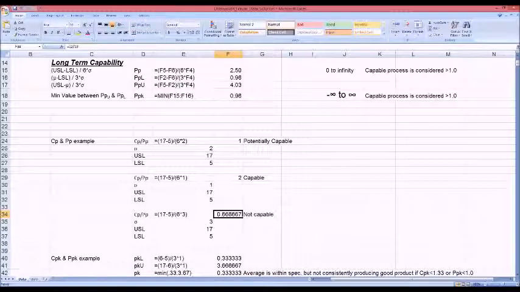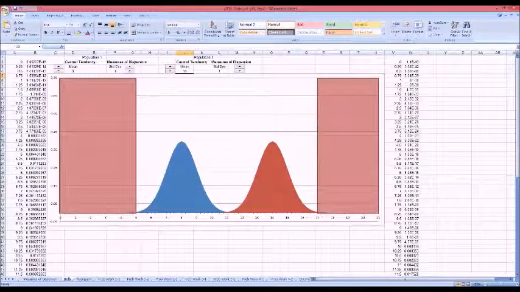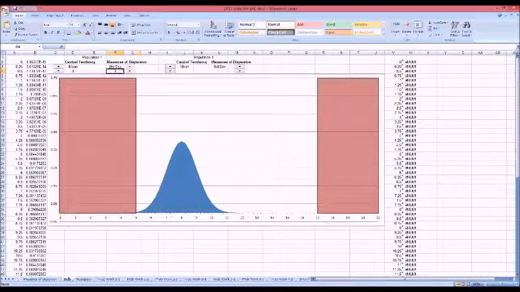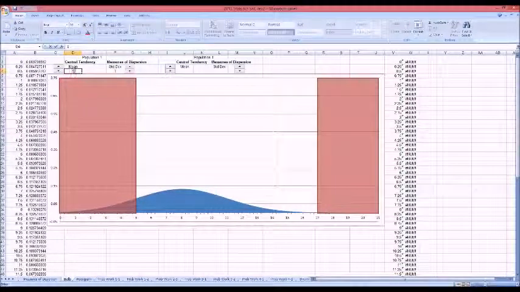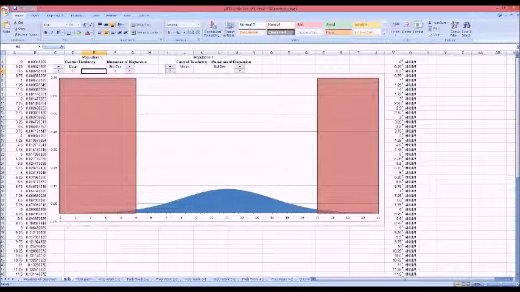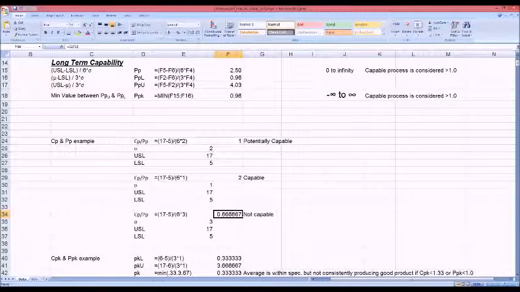Let's see if we can see why. So if I clear out my data, my standard deviation was 3. And even if it was perfectly centered at 11, you can see there's still, look at my tails here. I'm producing bad product potentially. So that's why this value of 0.667 is not capable. Okay? So that's your examples of CP and PP.